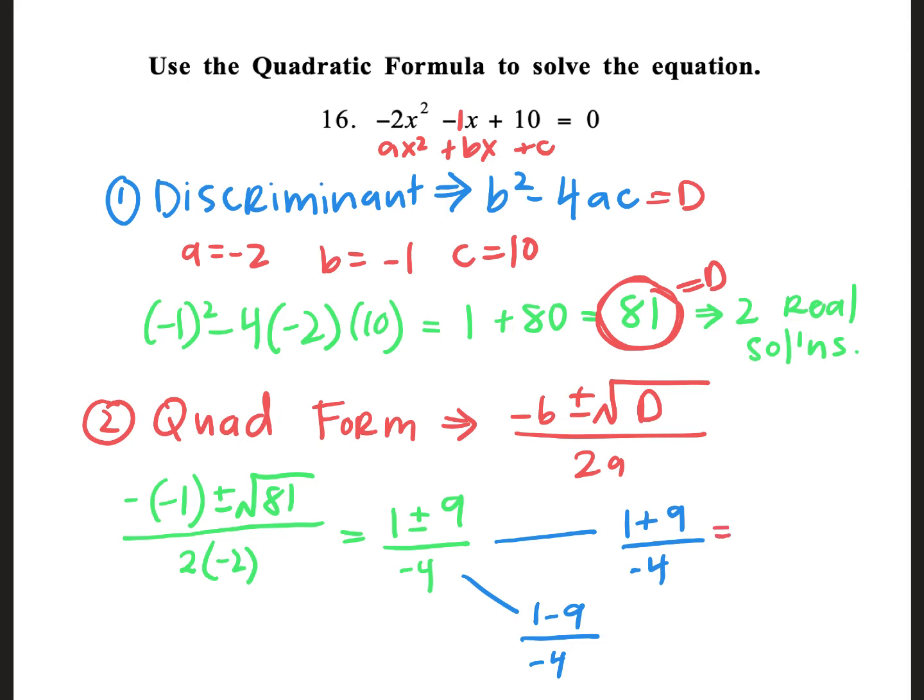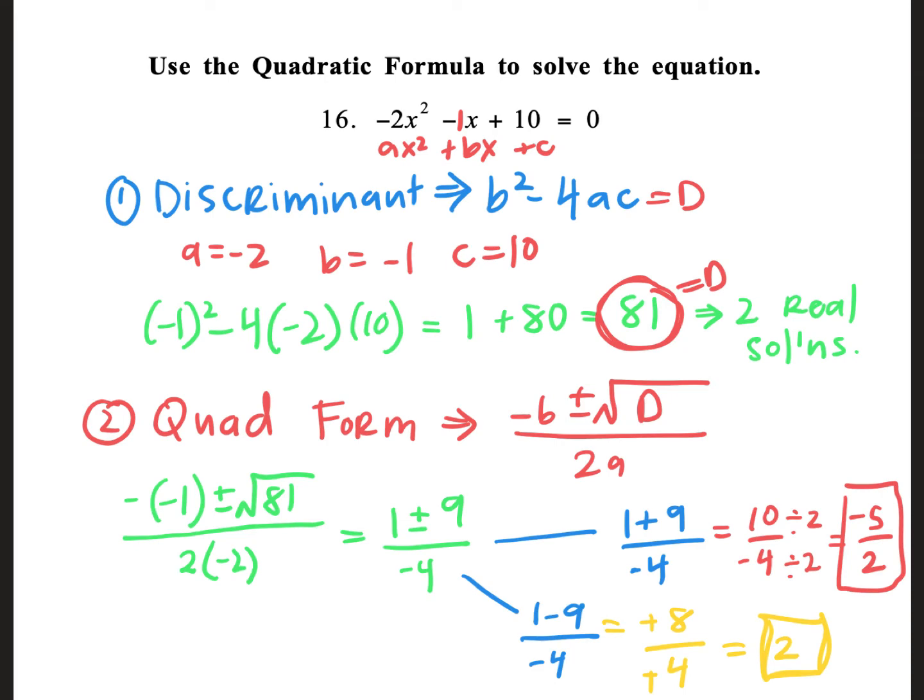For the first one, 1 plus 9 gives me 10, divided by -4. You do want to simplify that fraction. I can divide both of those terms by 2. So technically, we have -5 over 2. And that should be your first answer. Your second one, if I do 1 minus 9, I get -8 divided by -4. Your 2 negatives will give you a positive, and then 8 divided by 4 is 2, so 2 would be my second solution. So your answers are -5/2 and 2.